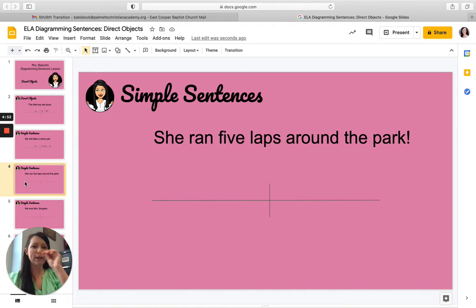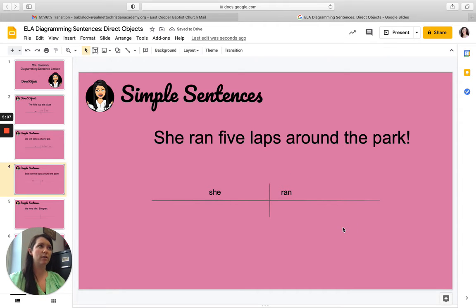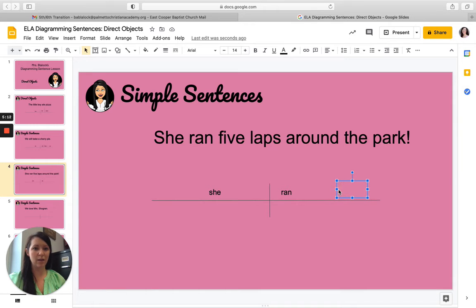Next one, she ran 5 laps around the park. Always start with a simple subject, your who or your what. One word. She, which is a pronoun again. And now what's your verb? Simple predicate. Ran. Okay, verbed what? Ran what? One word. Laps. Hopefully you got that. Laps is a direct object. And I'm going to put in the line to show that laps is a direct object. There we go. She ran laps. It should not break the line, and it should be straight up and down.